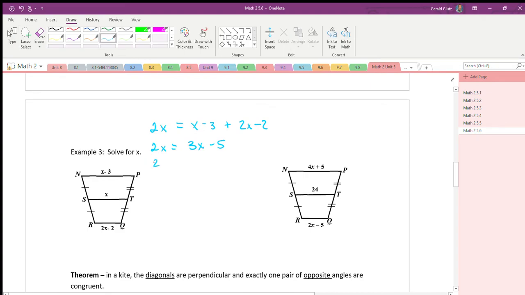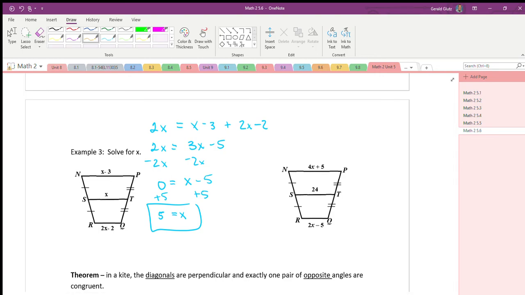So I'll subtract 2x on both sides. 2x minus 2x is 0. 3x minus 2x is x, or 1x. And then add 5 to both sides. And we get x is equal to 5. Since it's just asked to solve for x, we are done with that one. And now moving on to the next example.